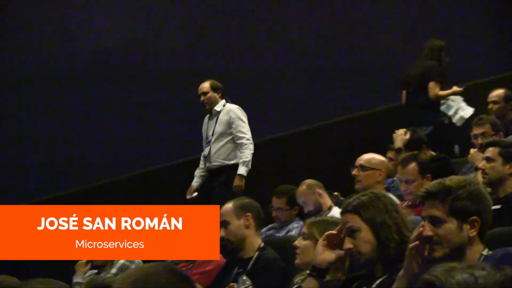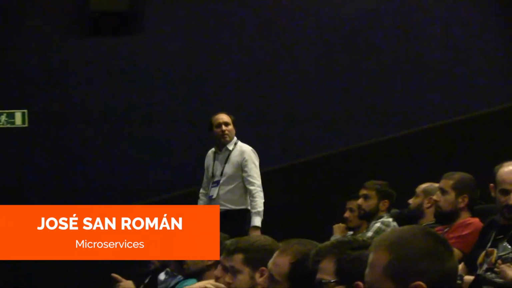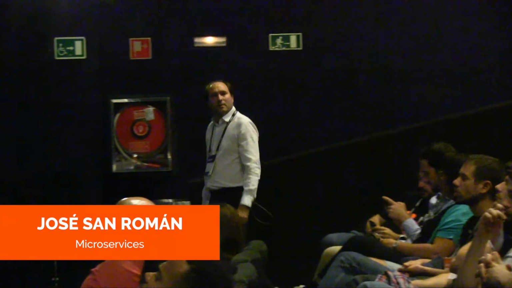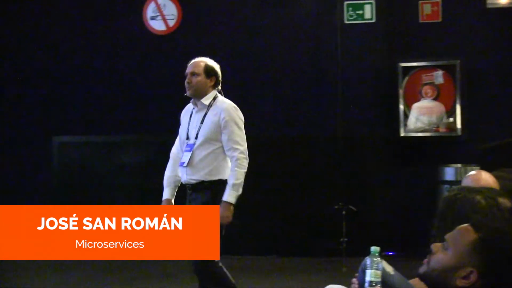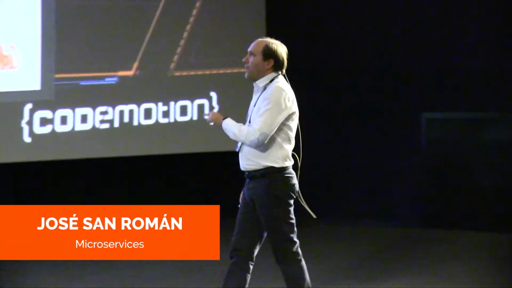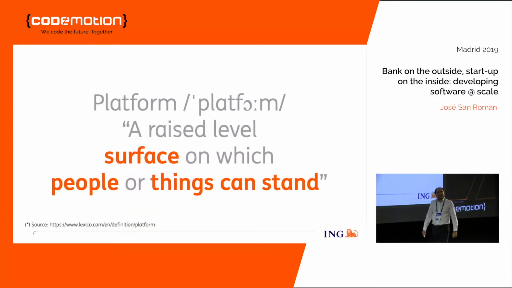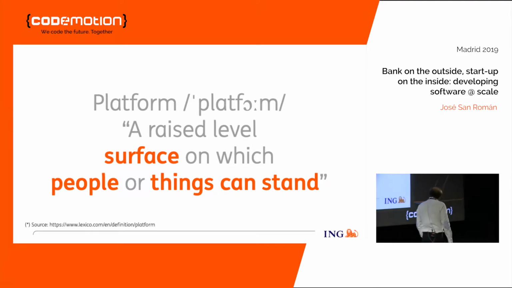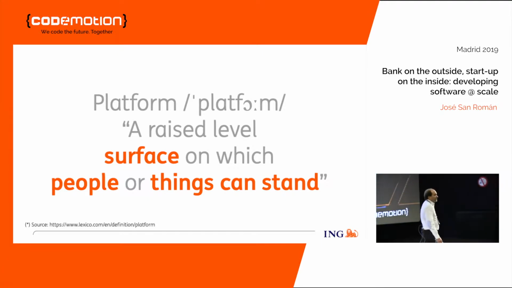So this is a stage. This is where the people perform, where the things happen. And that's a platform from the IT perspective. I was able to find this definition in the lexical. You have the reference over there in the lexical dictionary. This is a dictionary by Oxford that says a platform is a surface where people or things can stand, can perform. And that's the concept of platform I was referring to.